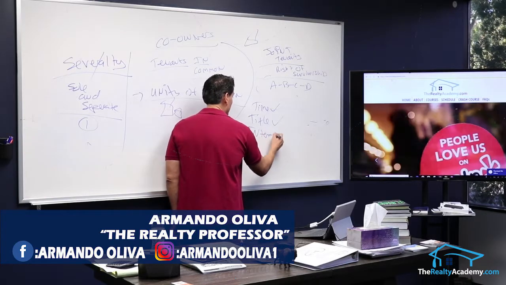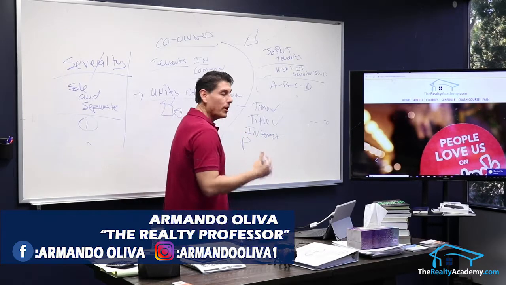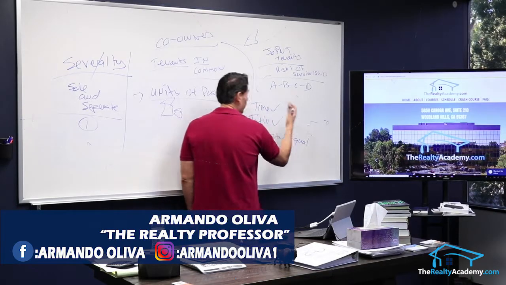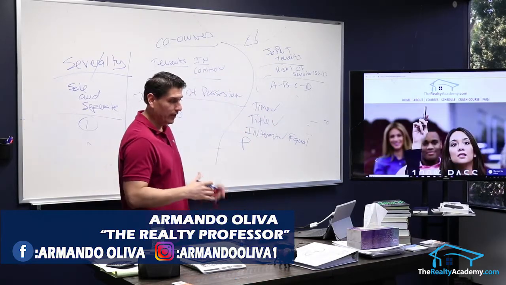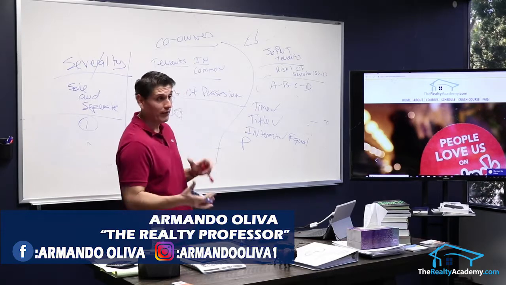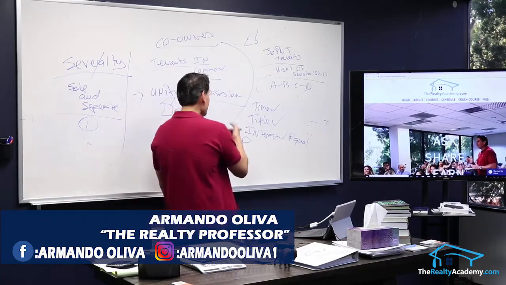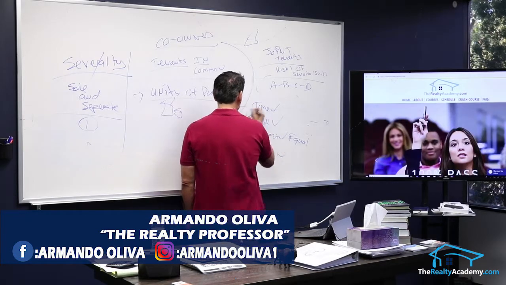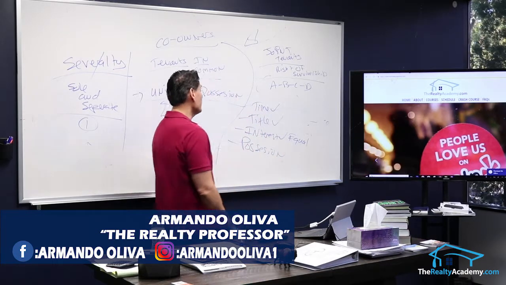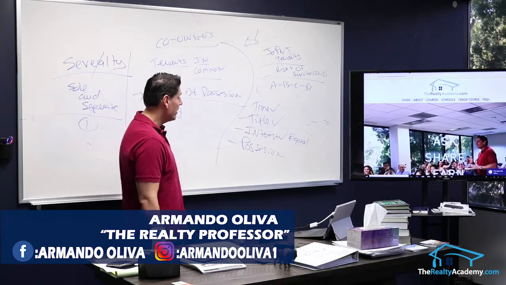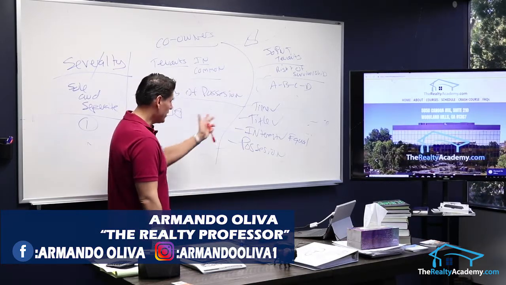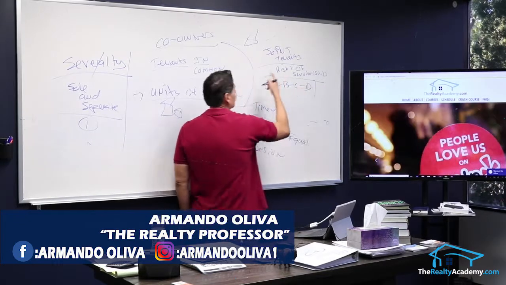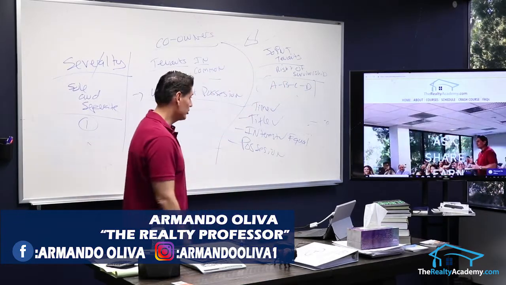Whatever interest we have, meaning ownership, must be equal. So if there's 4 of us, then we each own 25%. If there's 2 of us, 50%. If there's 10 of us, 10%. And then that unity of possession is required also. So if you met these 4 requirements, then you could hold title as joint tenants with right of survivorship.